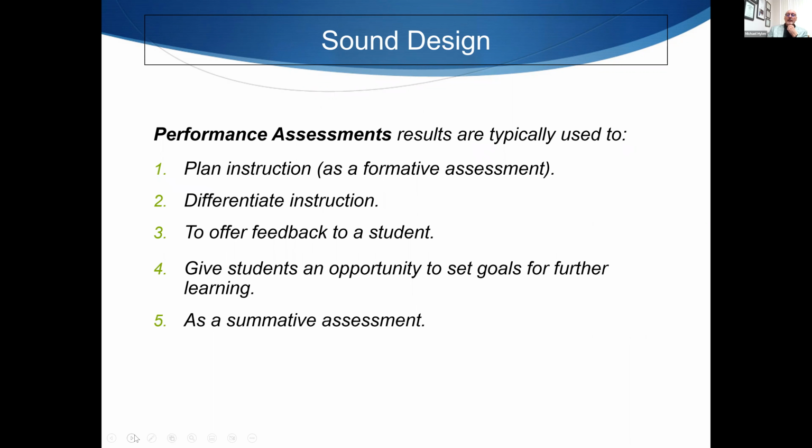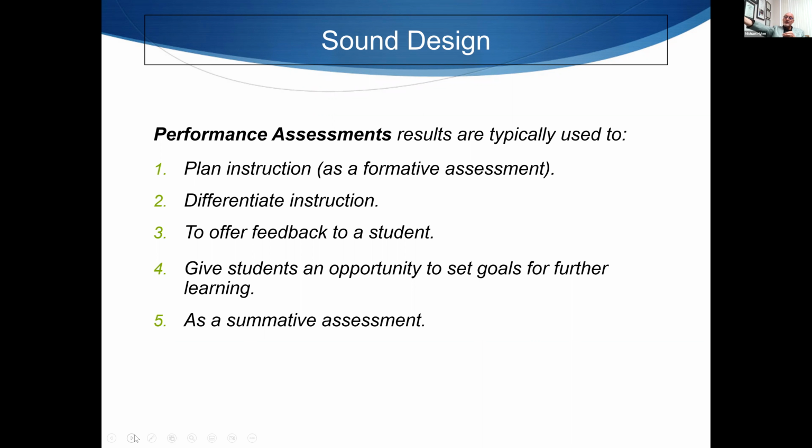So the thing typically used with performance assessments, when you're doing it as a teacher, it helps us plan instruction. So when I see where they're struggling, I differentiate instruction. So I allow different students to take different things. One may choose to do a presentation, give a speech. One may choose to produce a YouTube video. So I allow that.